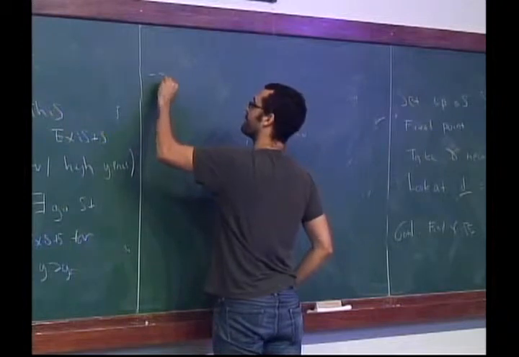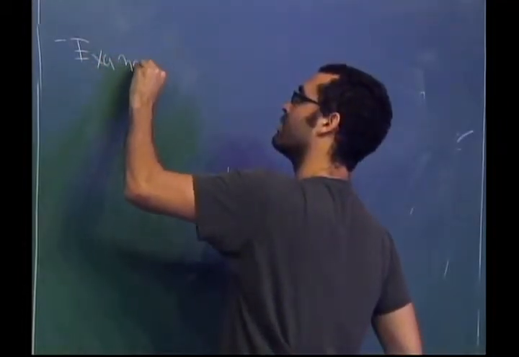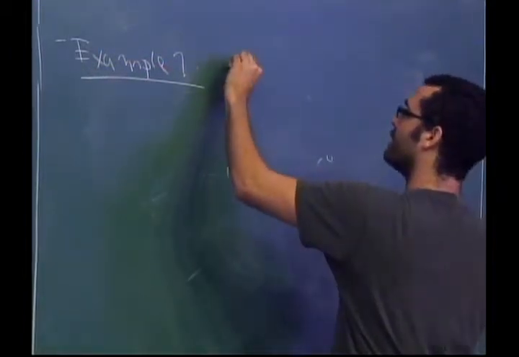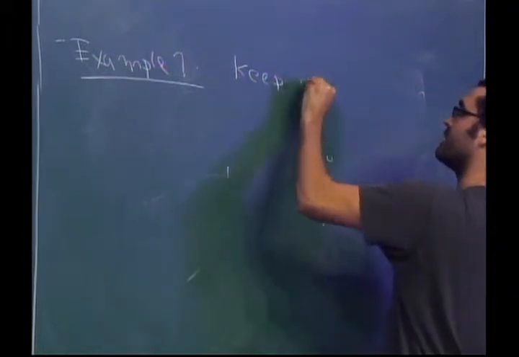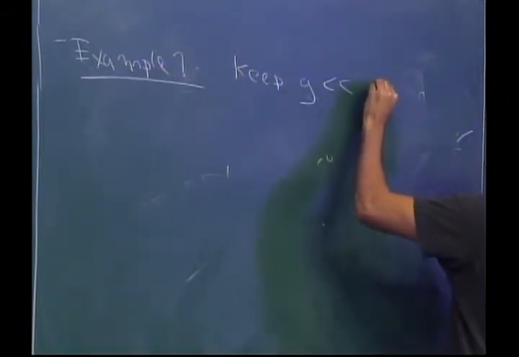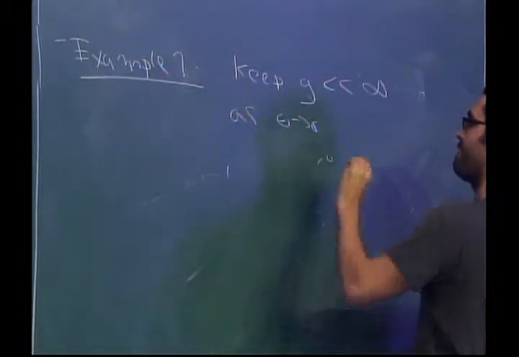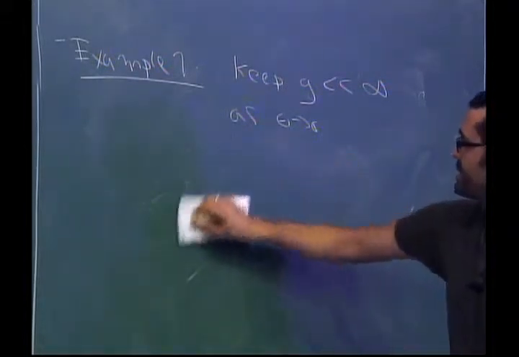So let's do maybe example two, which is just the same picture, but let's keep G bounded away from infinity as theta goes to zero. Okay. So basically, the entire process works identically. All the work is in the fact that you need a little bit stronger statement about the Scherk surfaces, right?